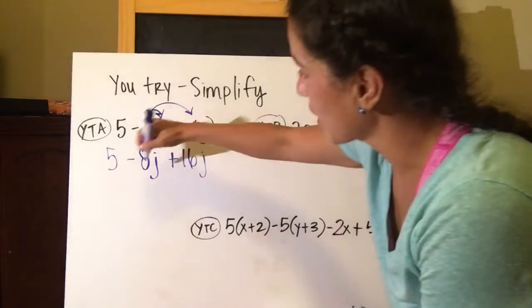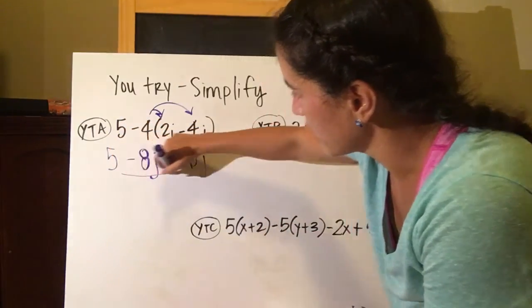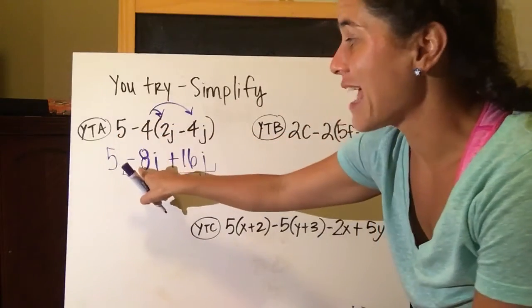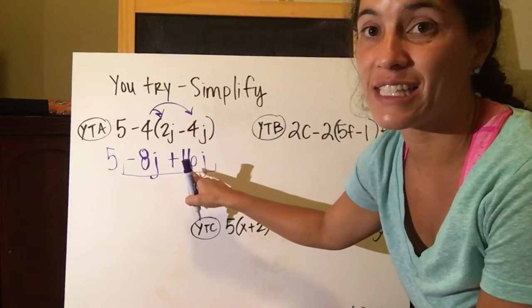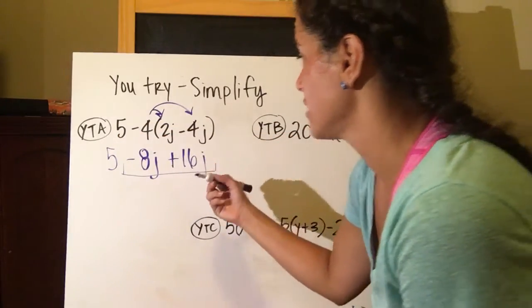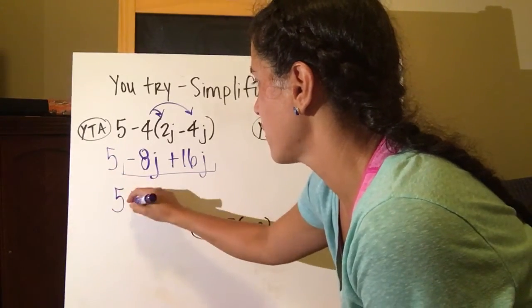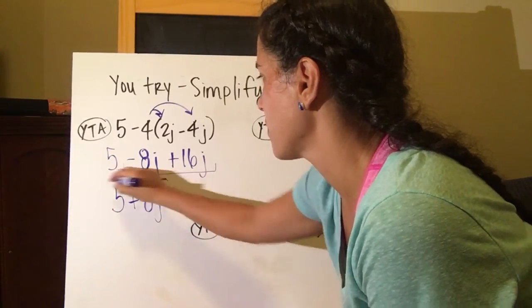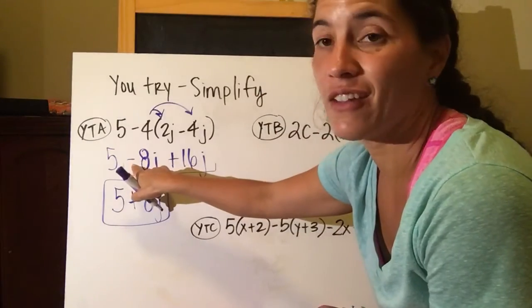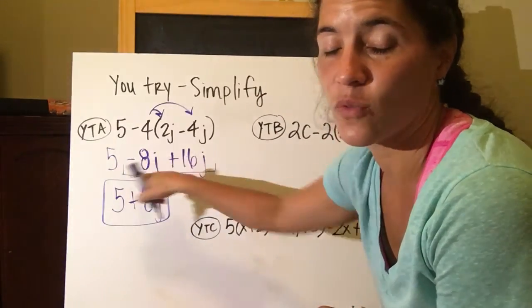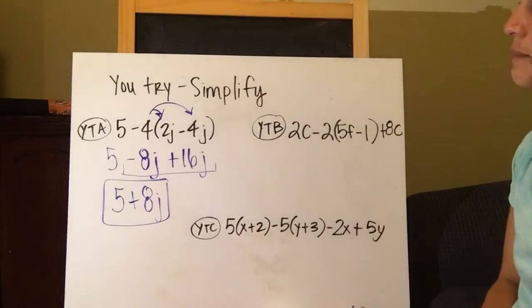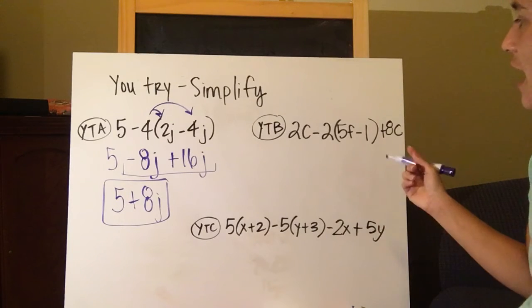So now we're going to combine like terms right here. Negative 8j and 16j is going to be 5 plus 8j because I have negative 8 and I have 16. So when you combine those, it's going to be 8j. I hope you got that one right.